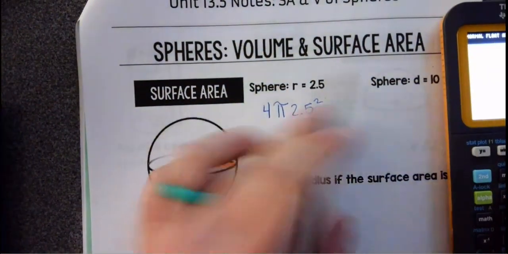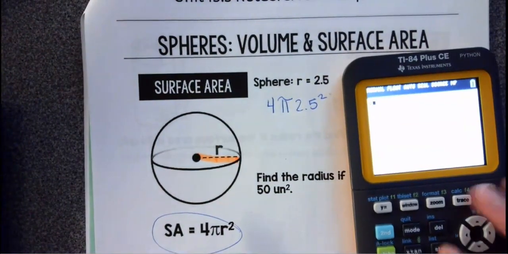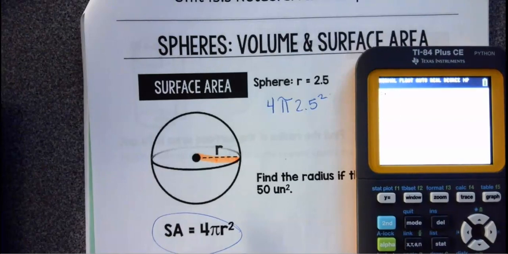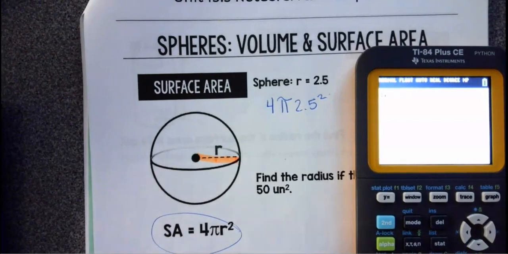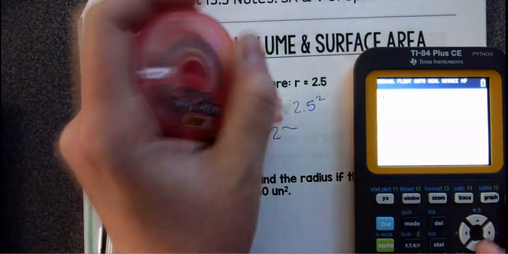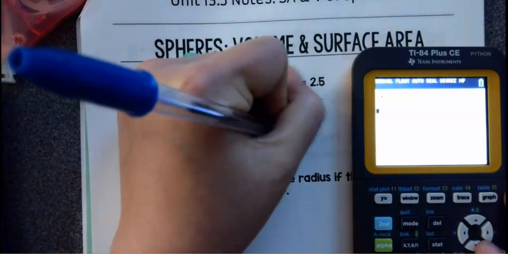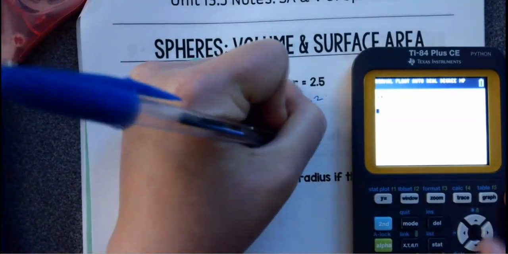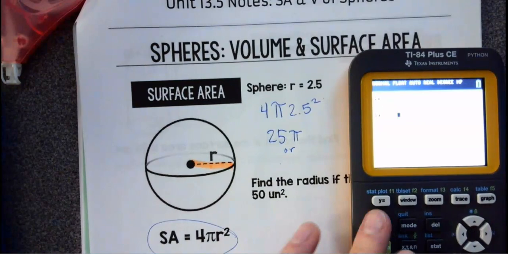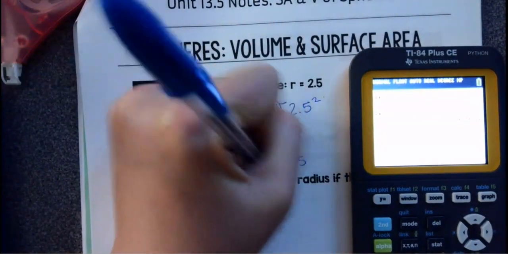So these are separate questions as well, and that I feel like always confuses people. So 4 times 2.5 squared is going to give you 25 pi. The answer in terms of pi, 25 pi, or you can multiply it by pi and get 78.5. It's the same thing, but remember we need to know how to answer both ways.